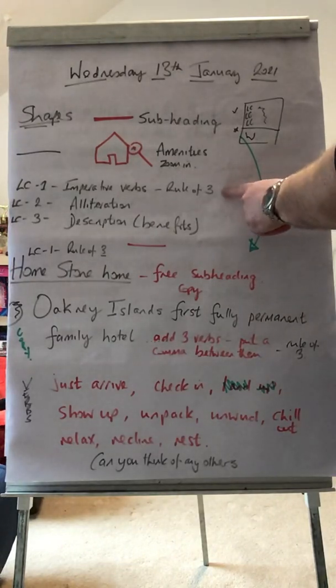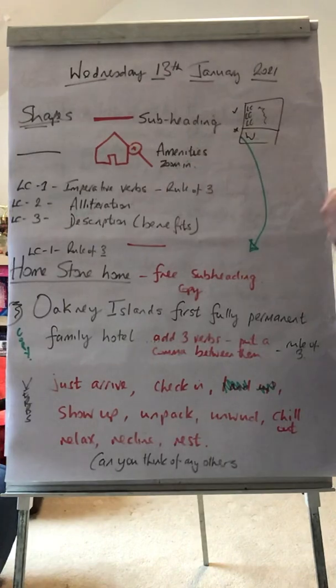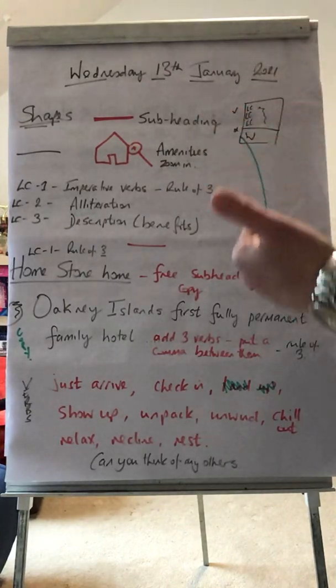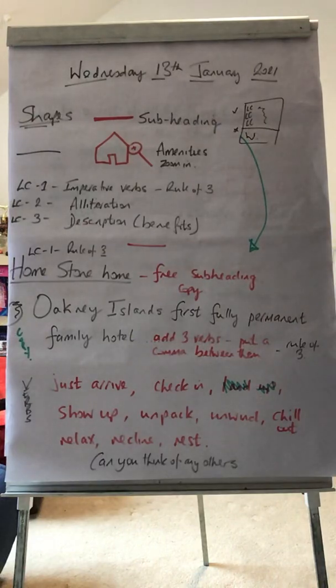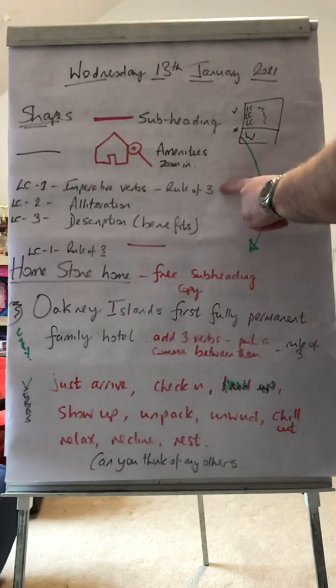We're also going to be looking at imperative verbs. Now, an imperative verb, those doing science today will know what they are. It's the doing words, it's the ordering words, okay? It's a verb that tells you something that you have to do, okay? It's an instruction or an order. We're going to use 3 of those.